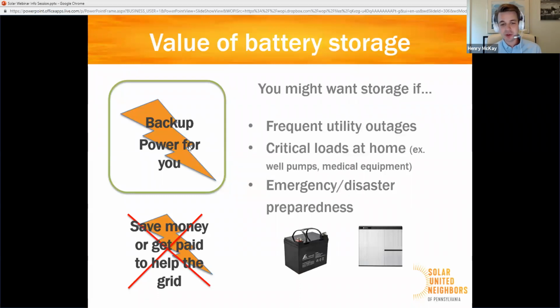So in Maryland, you can do this. If you have enough batteries, you can actually get paid for your batteries helping to serve the grid like this. Unfortunately, that's not the case in Pennsylvania right now. And we'd have to change the rules of the grid to be able to do that. But right now, batteries are just useful as backup power in Pennsylvania.